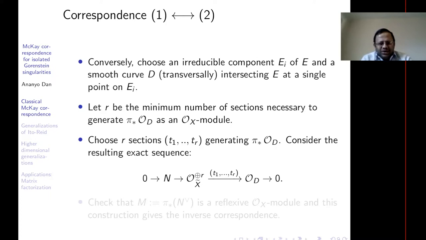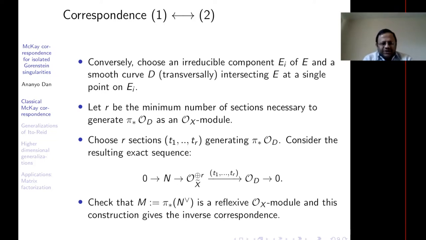And then using these global sections of the OD, we get this short exact sequence where we first look at the surjective morphism from OX tilde direct sum R, R copies of OX tilde, to OD given by these sections, and we look at the kernel. The reflexive module that we associate in this situation is simply the push forward of the dual of N.